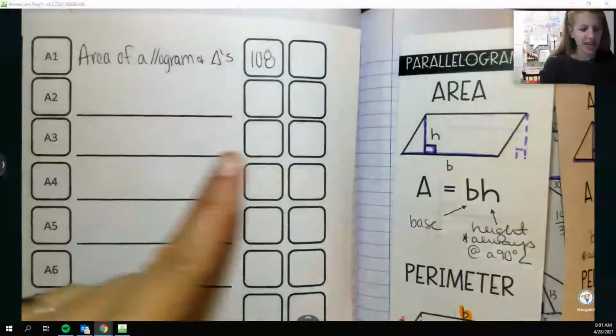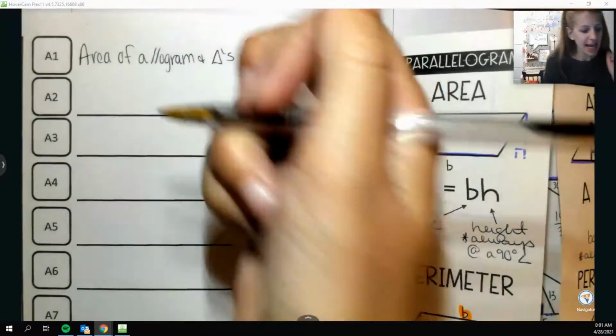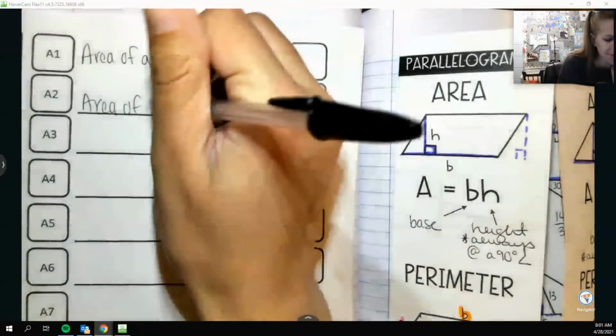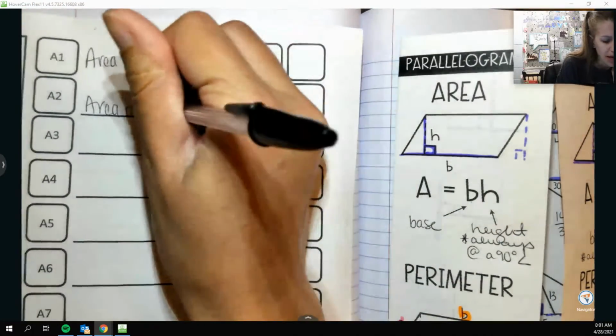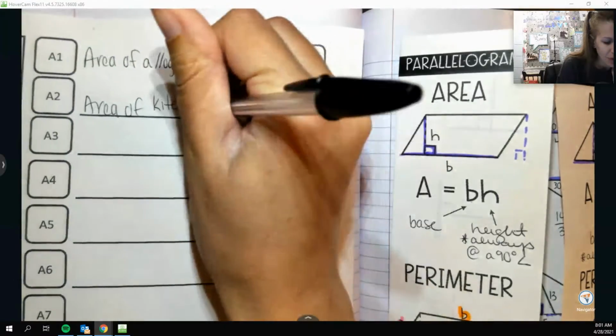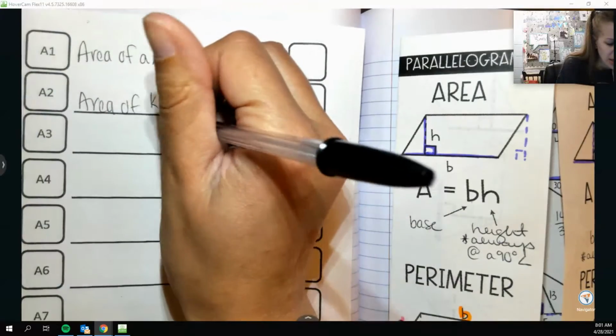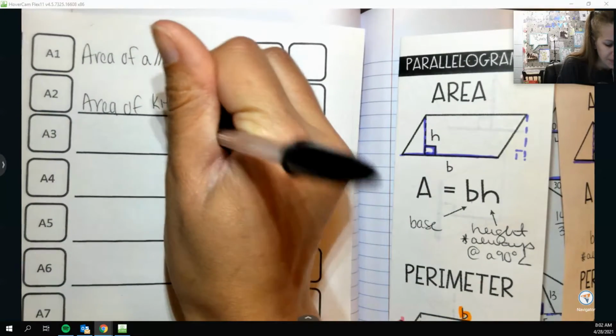All right, guys, we're going to do more area problems today. This time we're going to be talking about the area of kites, rhombuses or rhombi, and trapezoids.